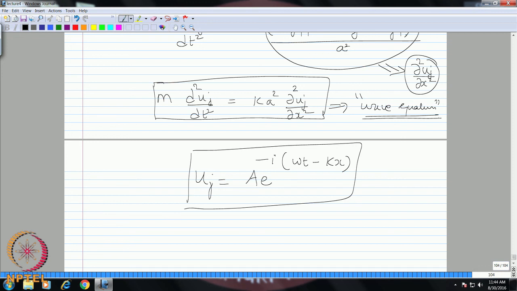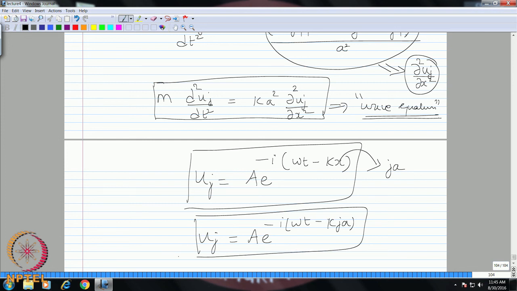Now, this is a continuous solution, but we have a discrete set of points. So, how do we transform this? We just plug in for x, which is continuous, j times a. So, for this particular problem you have a e power minus i (omega t minus k j a). So, now this becomes a discrete solution. At each and every location j you will find the corresponding value.